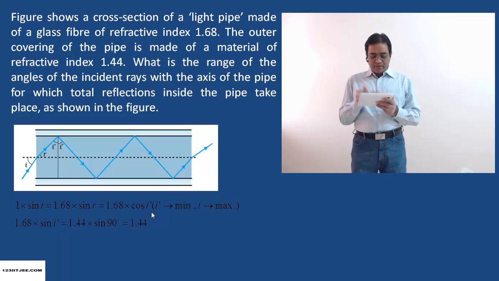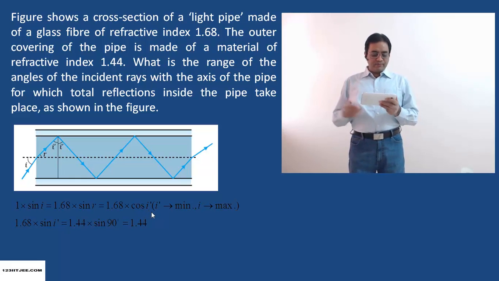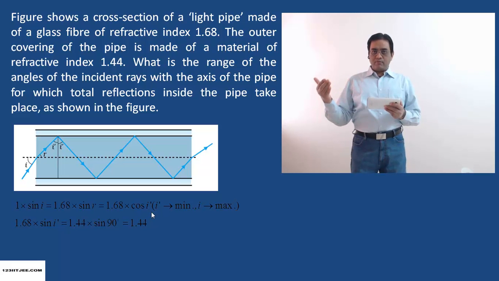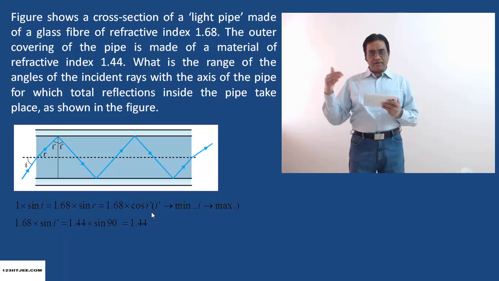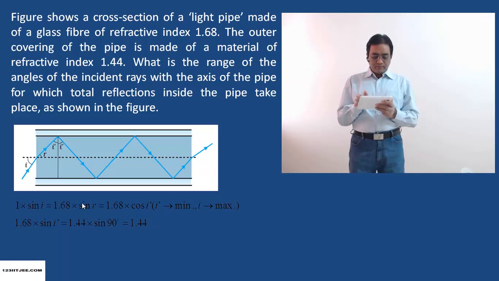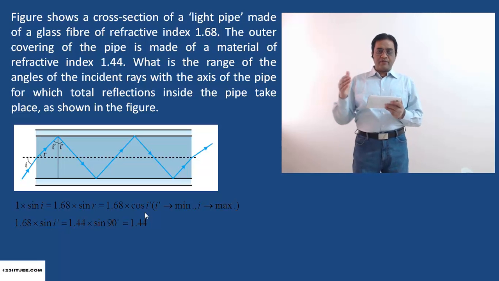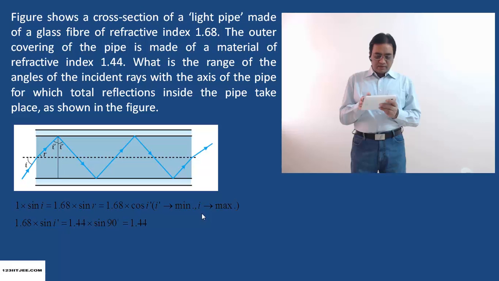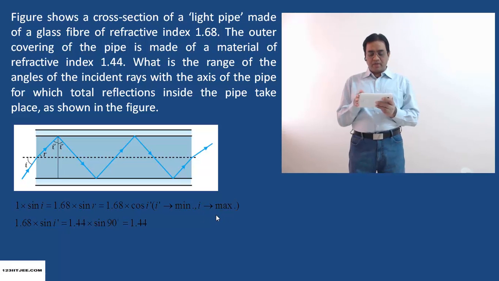And if I dash is critical angle, that is a minimum value, then cos will be maximum. If angle is minimum, cos is maximum. And therefore, sin I will be maximum because sin I is linearly related to cos I dash. And if sin I is maximum, then I is maximum. So when I dash is minimum or when I dash is critical angle, then I will be maximum.